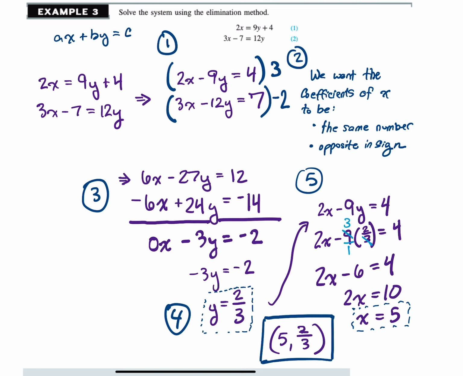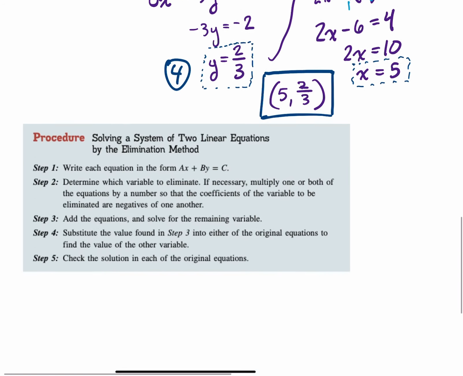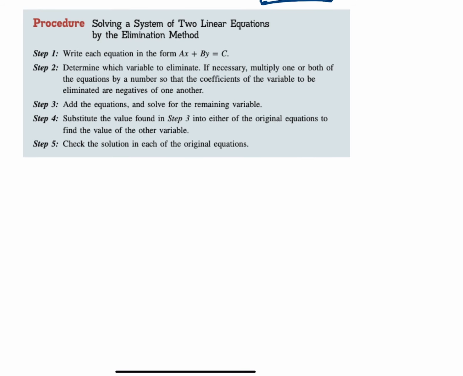So I think they give us a little series of steps here. Yeah, and my numbering might be a little bit different. So this is coming from the textbook. So step 1, oh, it might follow pretty nicely. Write each equation in standard form. So that's what we did. Then step 2, we determine which variable to eliminate. And it says, if necessary, multiply one or both of the equations by a number so that the coefficients of the variable to be eliminated are negatives of one another, meaning they're opposite signs and they're the same value.